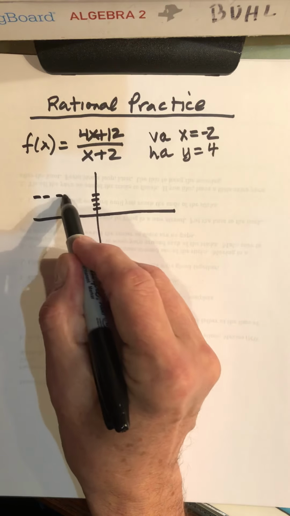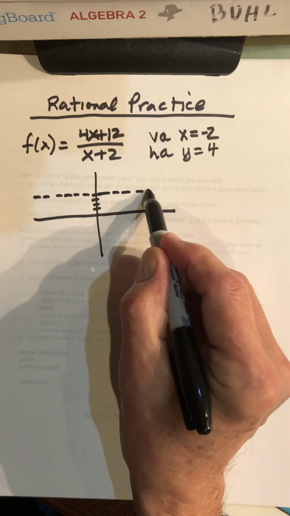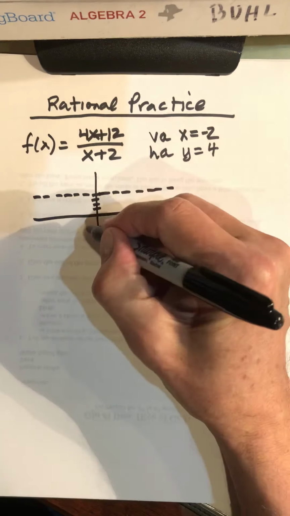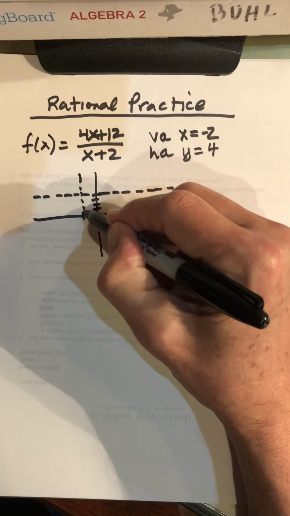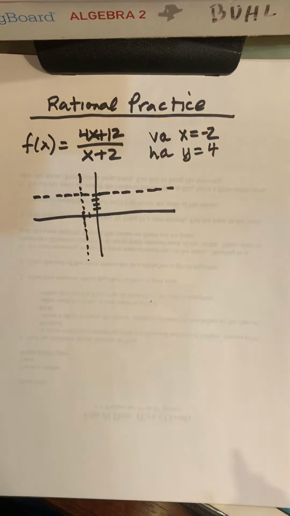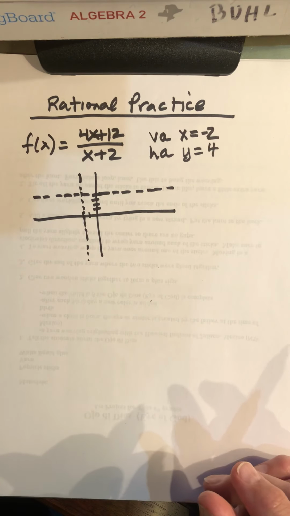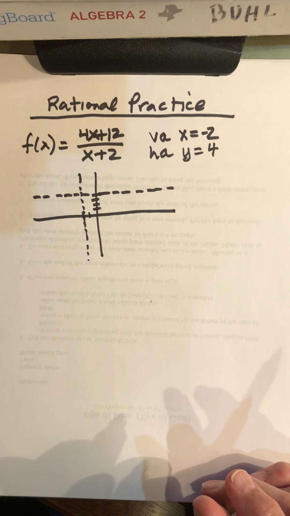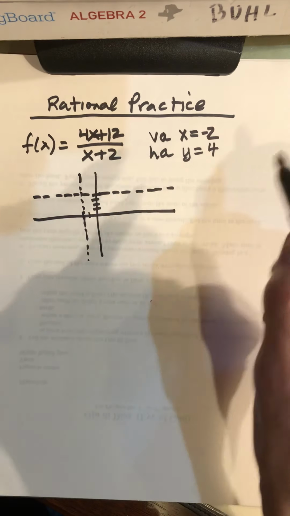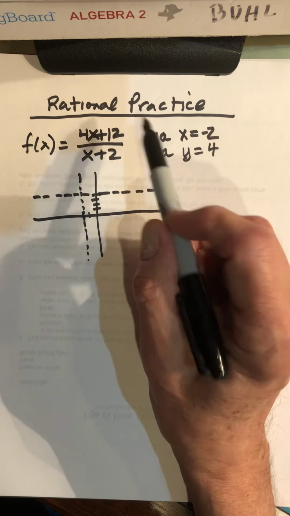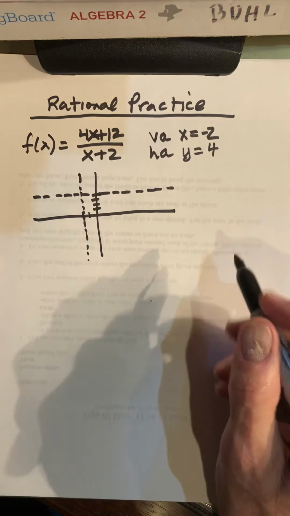I think these are kind of fun. I know you agree with me. And x equals -2, that's going to be over here. Okay, and let's find some intercepts, and that's going to help us know where this graph goes. The x-intercept is a 0, and that's what makes the numerator 0. Well, that would be 4x plus 12 equals 0. X would be a -3, wouldn't it?